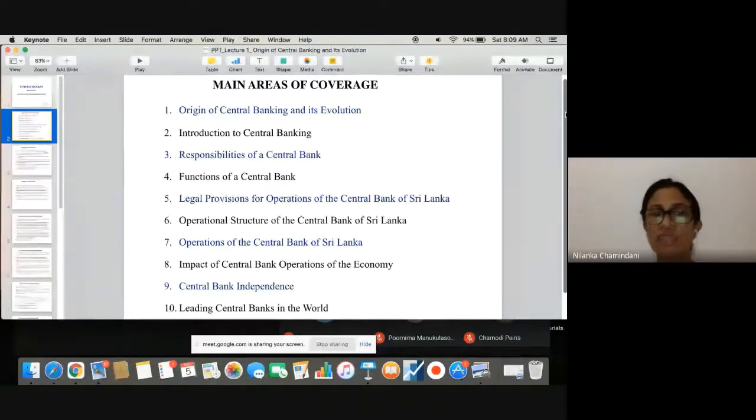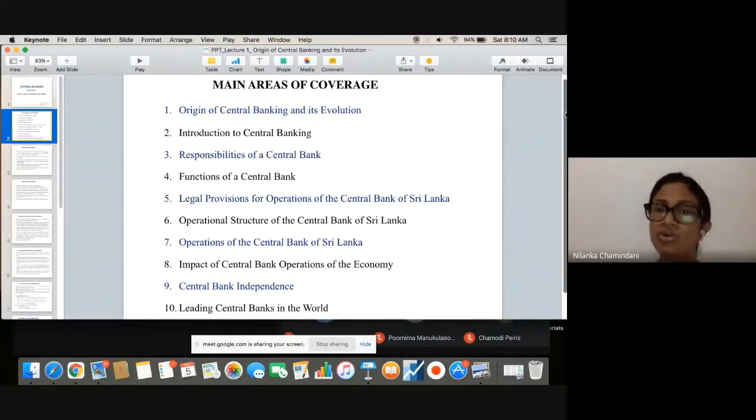And then we are going to discuss the functions in detail. When it comes to the fifth topic, we are going to focus more on the Central Bank of Sri Lanka, because you are all supposed to work in the financial sector in Sri Lanka, so you should know what legal provisions are available for the Central Bank of Sri Lanka to operate. And then we are going to discuss the operational structure of the Central Bank of Sri Lanka. By discussing that, we can see what kind of structure other central banks around the world also have. The main objectives of central banks are quite similar among all the central banks around the world.